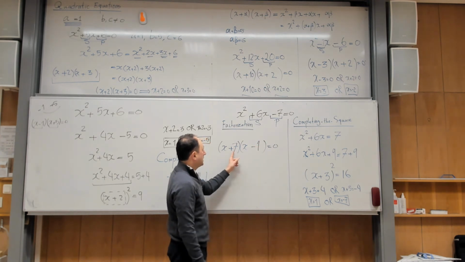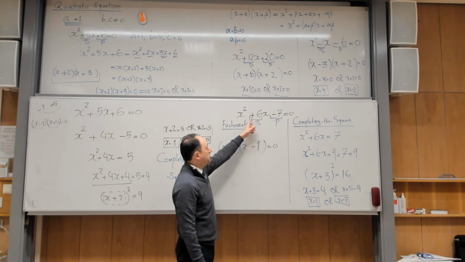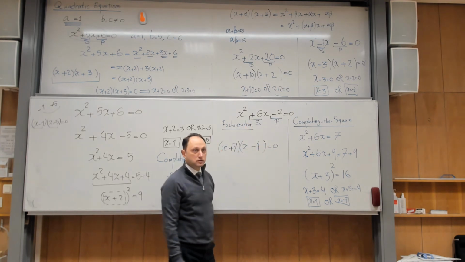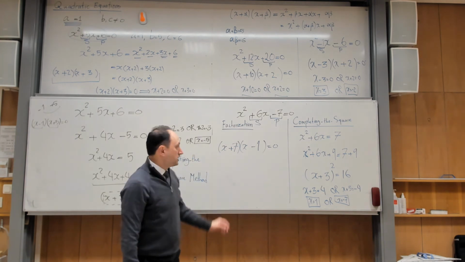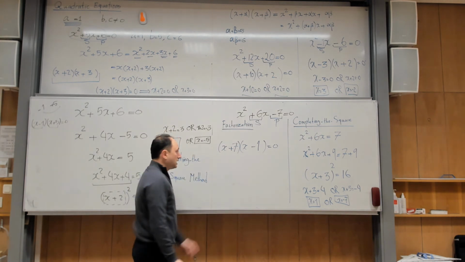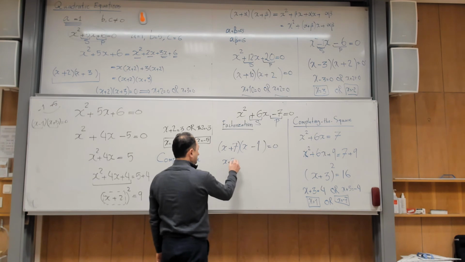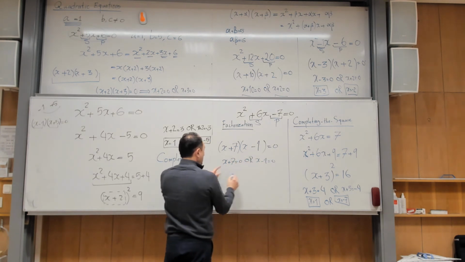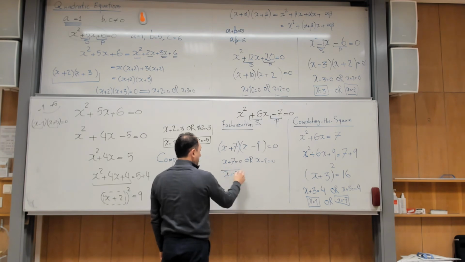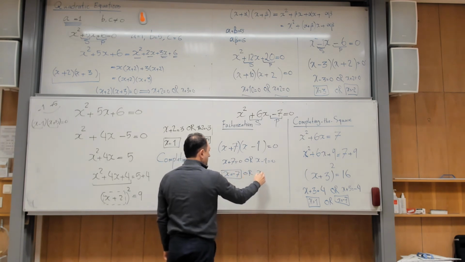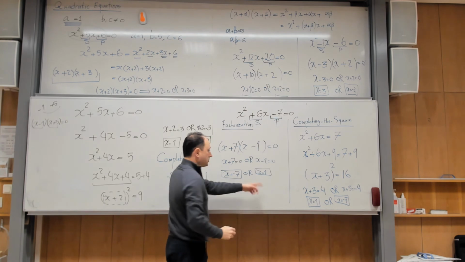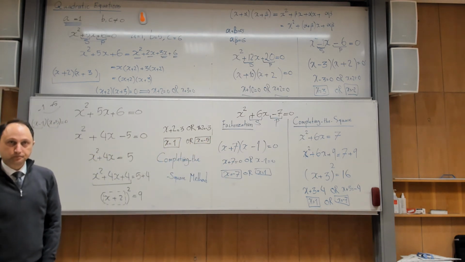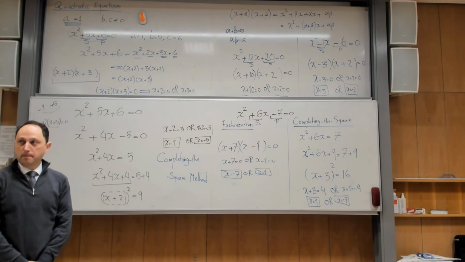Always double check. Add these two numbers. Is it really +6? Yes. Multiply them. Is it really -7? Yes. So you see, it is faster. And now either this one is 0 or that one is 0. This means that x is -7 or x is +1. And these answers are exactly those answers we got from completing the square. Yes?